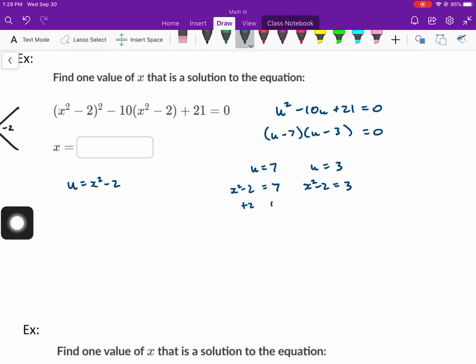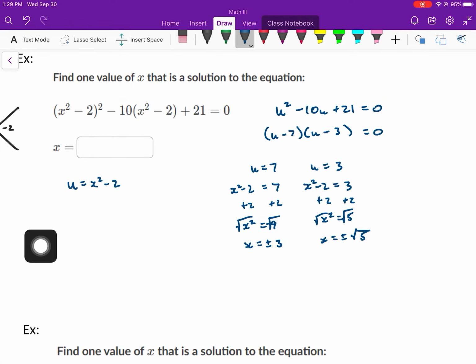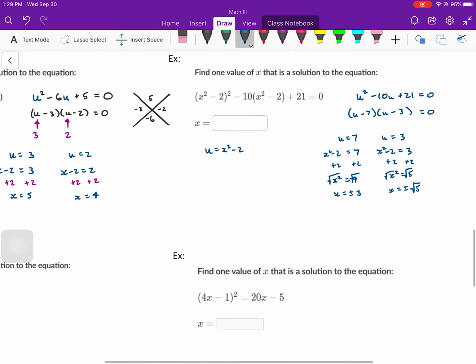Then we just solve for x. Add 2, x squared equals 9. Square root both sides, and x equals plus or minus 3. Or square root both sides here, and x equals plus or minus the square root of 5. So you just have to put in one of those values, which is positive 3, and that'll be fine. So those are the basic ones.